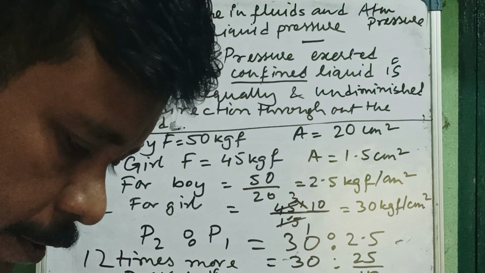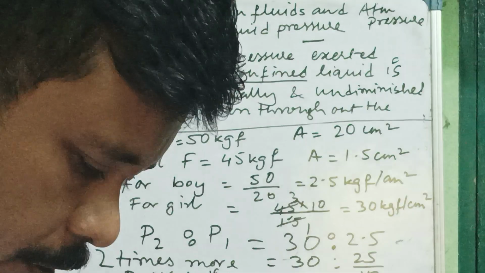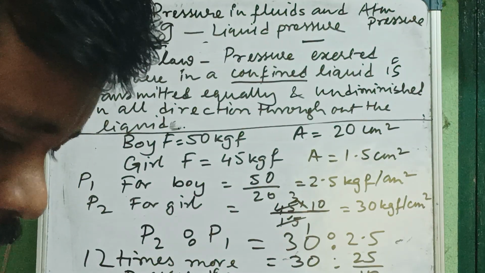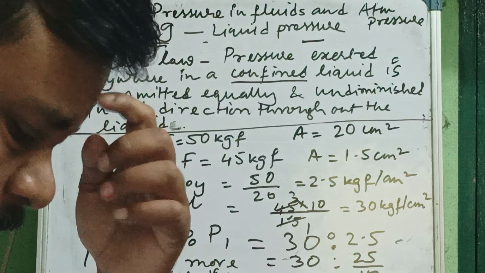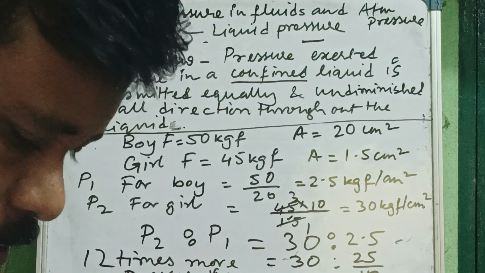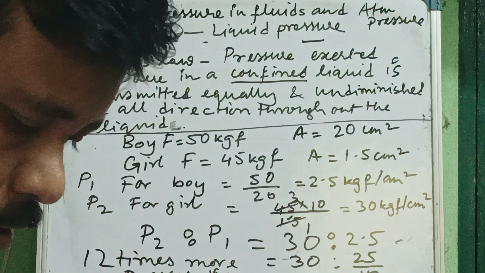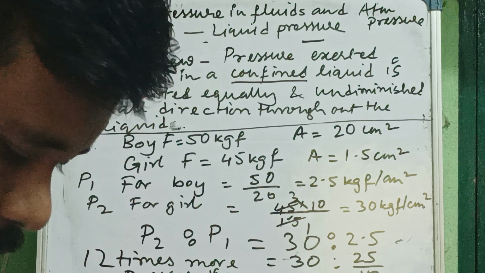Next question is: at what depth below the surface of the water will the pressure be equal to twice the atmospheric pressure? The atmospheric pressure is 10 Newton per centimeter square, the density of the water is given, and the acceleration due to gravity is also given.